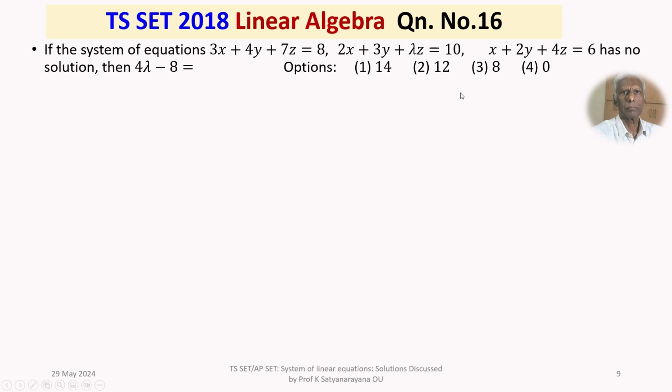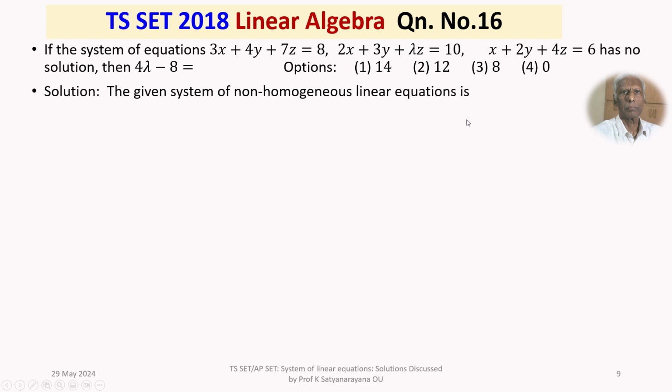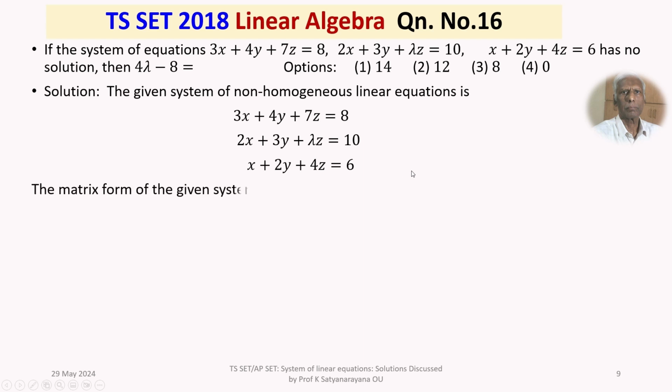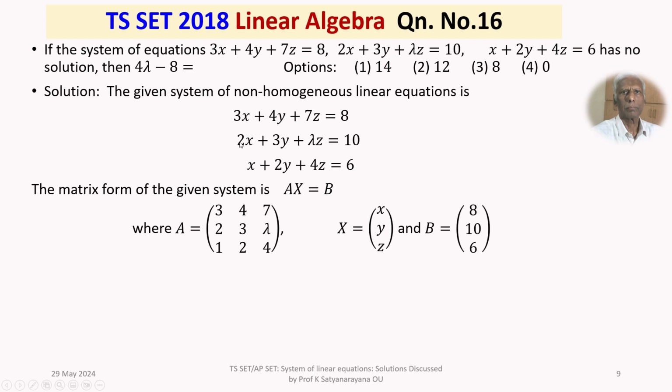So we are given 4 options. The given system of non-homogeneous linear equations is: the first equation is 3x plus 4y plus 7z equal to 8, and likewise the second and third equations. Now write down its matrix form. That will be Ax equals B, where A is the coefficient matrix, and A along with B will be the augmented matrix, where the coefficient matrix A is 3, 4, 7, 2, 3, lambda, 1, 2, 4.